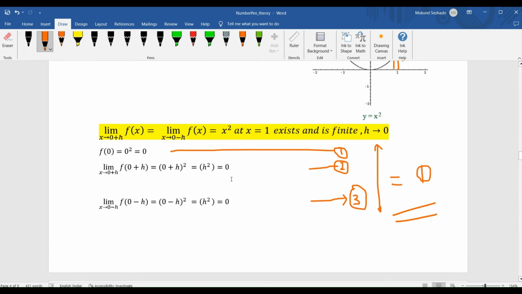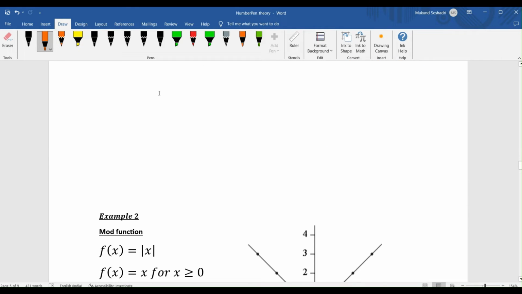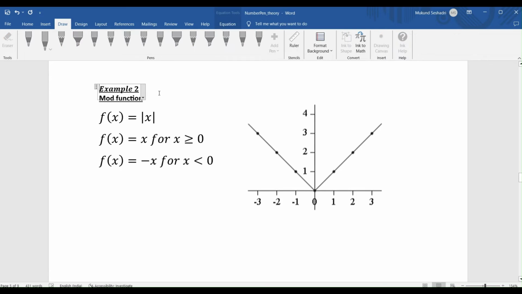Now we'll move to a couple of other functions which are quite interesting, along the same lines, and I've put them out here. One is a mod function.